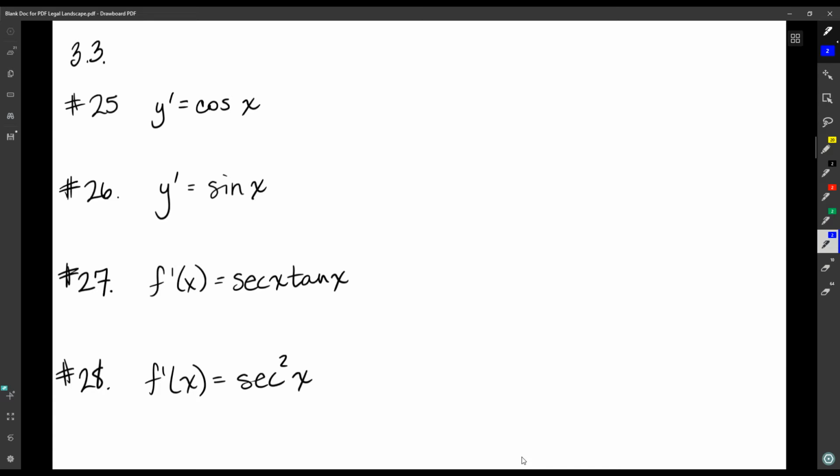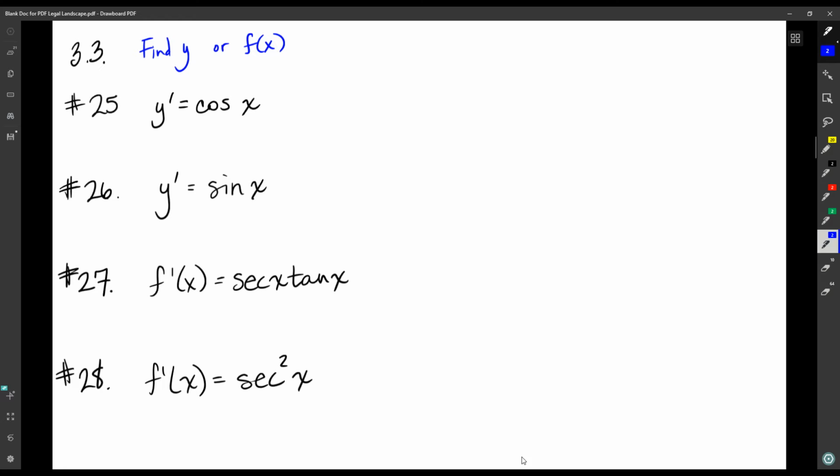Okay, in section 3.3, we're going to tackle 4 questions. Number 25, 26, 27, and 28 all have the same directions. We're asked to find the function that has this given derivative. In other words, we want to find y or find f of x, where y prime is equal to either cosine x or sine x, or f prime is secant x tangent x, or secant squared x. So really what we've got here is a question that we're familiar with, but in reverse. We're given the answer and asked to find the question.